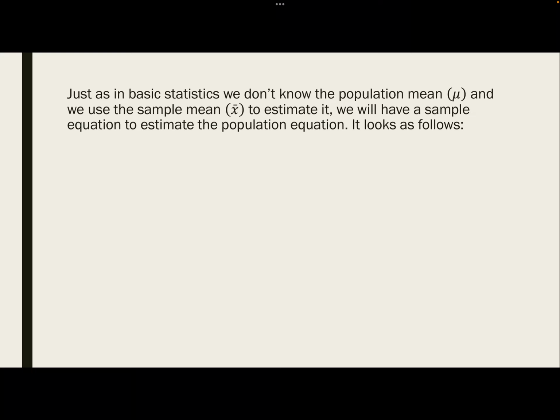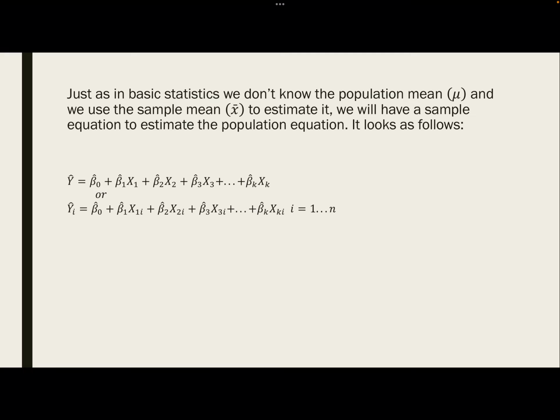So going back to our x and y equation, we are going to take the population equation and write a sample equation. So in introductory stats, if you took that course, they talk about how you can't get the population mean, and you have to estimate it with the sample mean. So just like we can't get the population mean, we can't get the population equation, so we're going to estimate it with a sample equation.